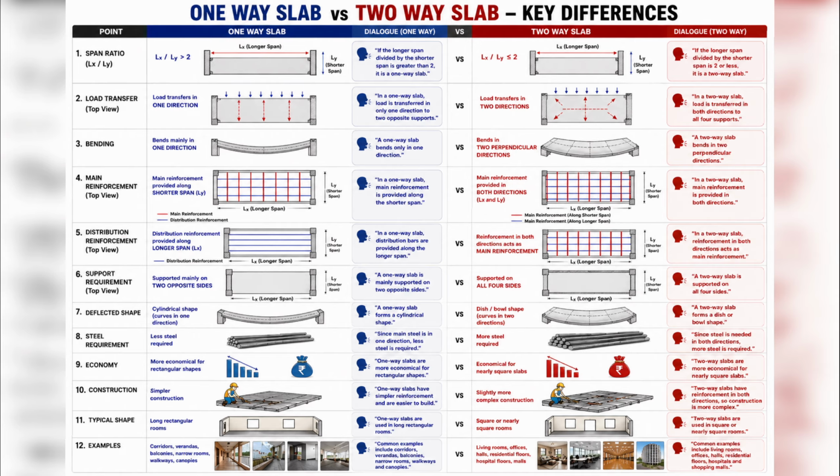4. Main reinforcement. In a one-way slab, the main reinforcement is provided along the shorter span because that's where bending is maximum. In a two-way slab, main reinforcement is provided in both directions since the slab bends both ways.